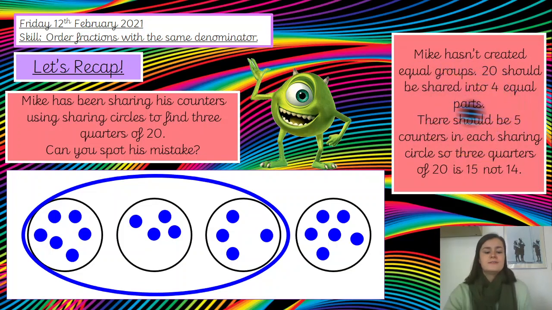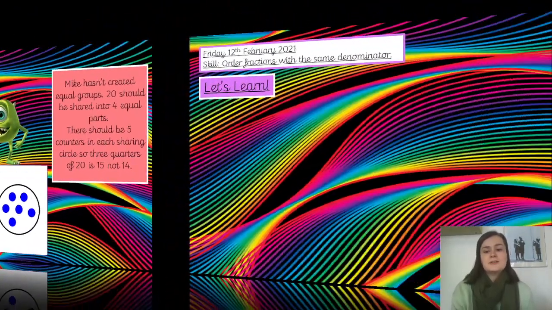Okay, so hopefully you said that Mike has not created equal groups. You can see that some of his sharing circles have got more counters in than other sharing circles. So he's not created equal groups, has he? They are unequal. So 20 should have been shared into 4 equal parts. There should be 5 counters in each sharing circle. So then 3/4 of 20 is 15 because 5, 10, 15, not 14. Well done if you spotted that, really good job.